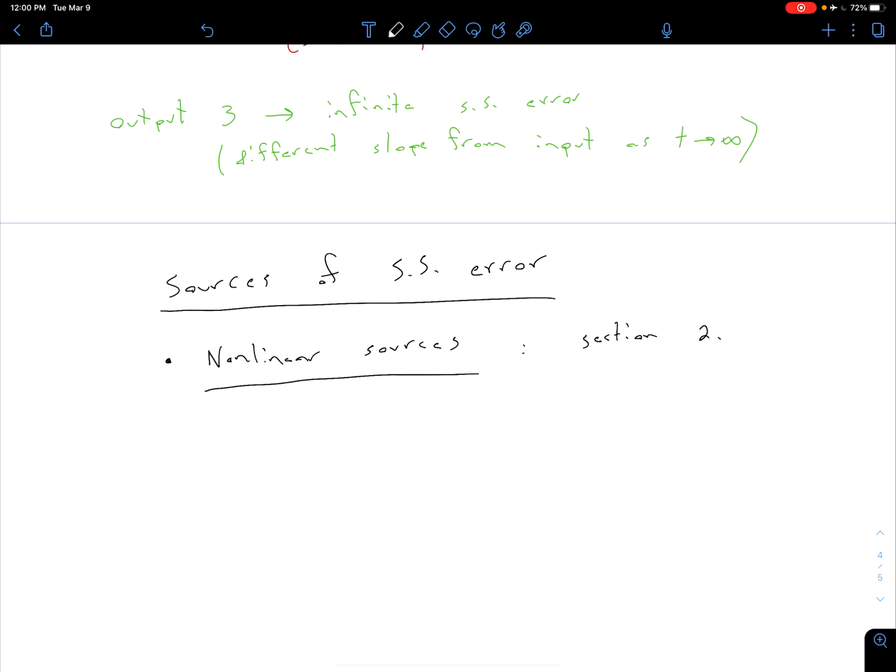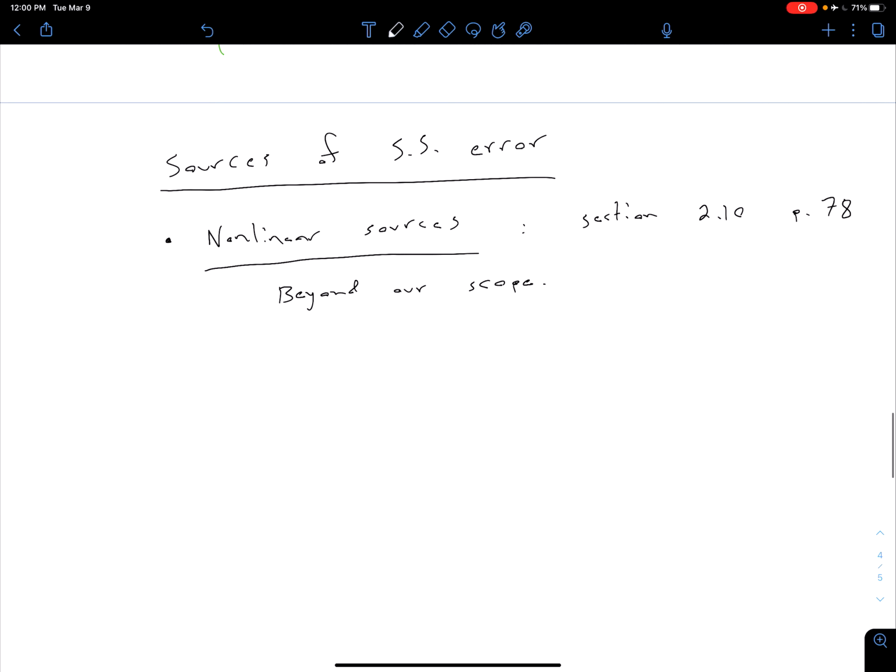These are just a few of the examples, which I actually mentioned at an earlier point in the textbook. If you look at section 2.10 on page 78 in the 8th edition of the textbook, there are a few examples like I mentioned there, but it's only a couple pages. In general, this is going to be beyond our scope. However, you should be aware that nonlinear sources can become a source of steady state error in actual systems. What we're going to focus on in this course, though, is the configuration of the system and the type of input.